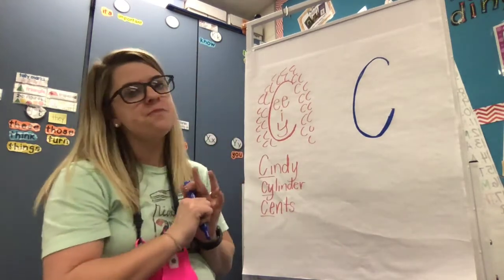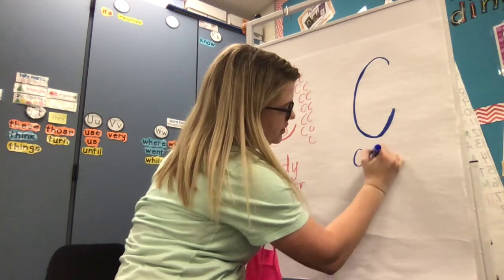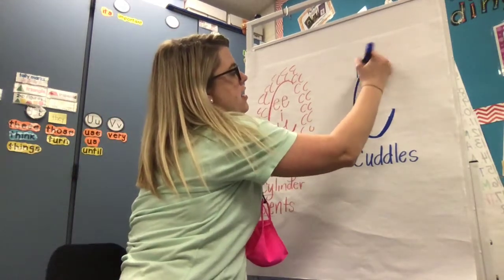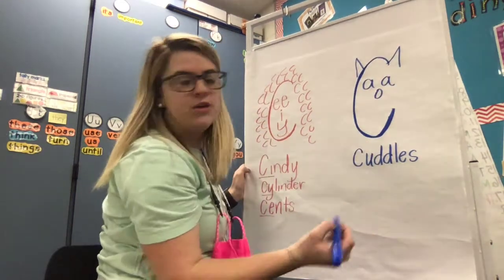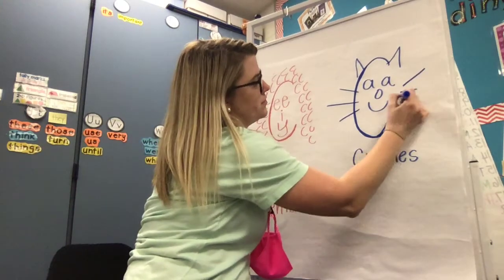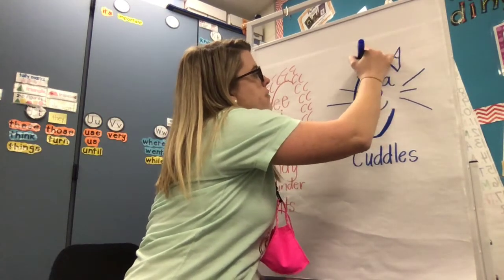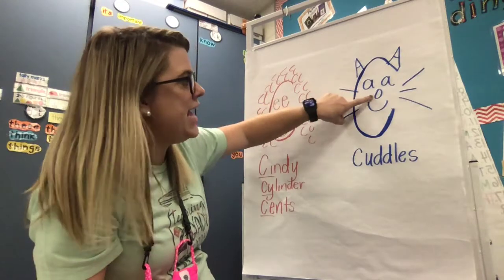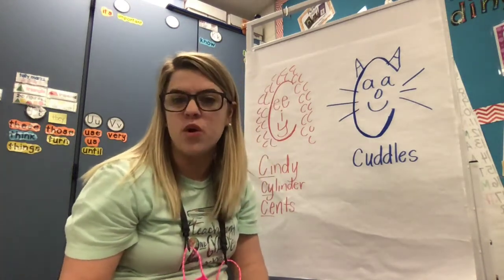But Cindy had a cat named Cuddles, all right? So Cuddles the cat, all right? And Cuddles was a cute little cat, all right? Cuddles had A's for eyes, and Cuddles had an O for a nose and a U for a mouth, and he had these long whiskers. All right, Cuddles the cat and his cute little features, right? Okay. Now, our rule for this one is that if the letter C is followed by A, O, U, or any consonant, then it is going to make the hard C or the K sound.